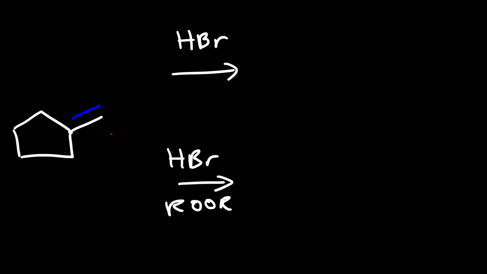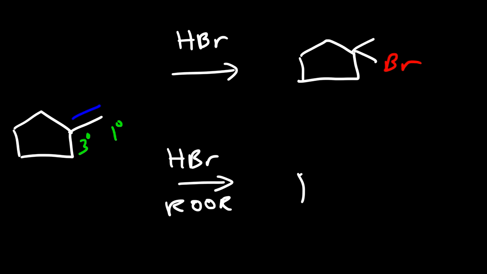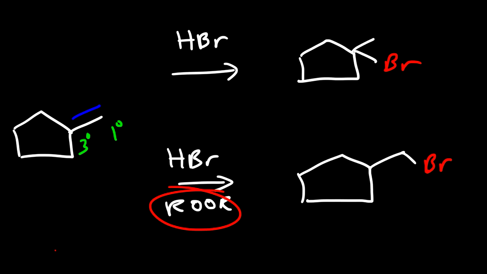Now, HBr without peroxides occurs with Markovnikov regiochemistry. As such, the bromine atom will go on the more substituted carbon atom of the double bond, that is, the tertiary carbon. But when you use an HBr with peroxides, the bromine atom will go on the least substituted carbon atom of the double bond, in this case, the primary carbon. And so you can get those two different products if you use peroxides or not.